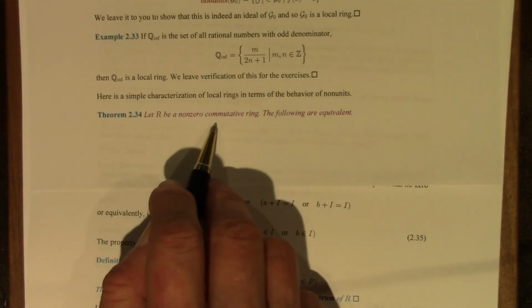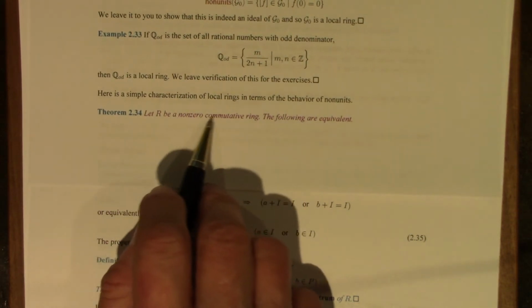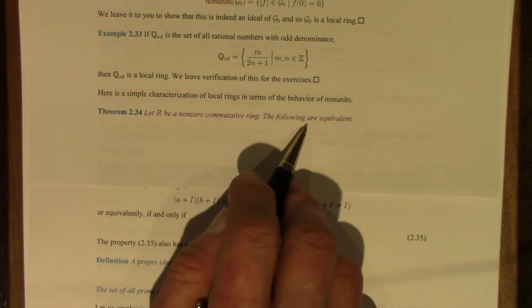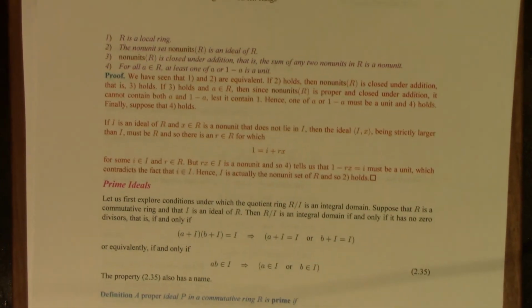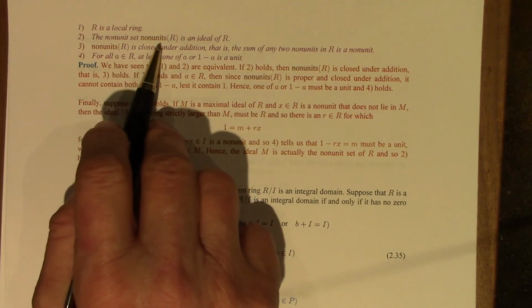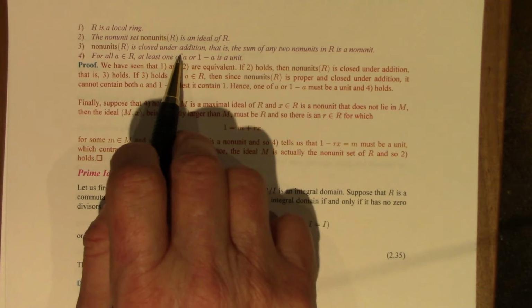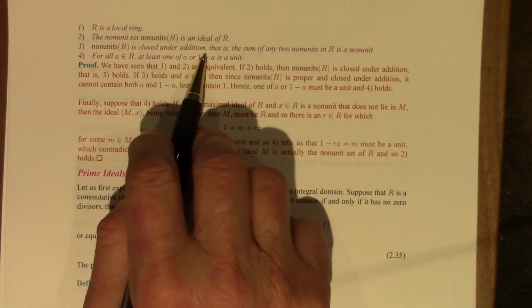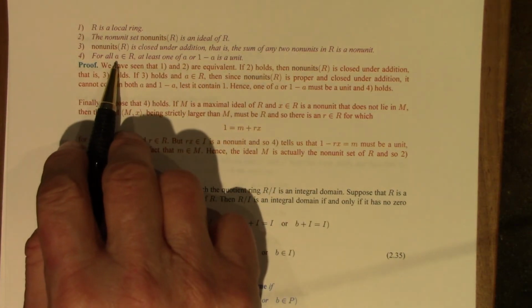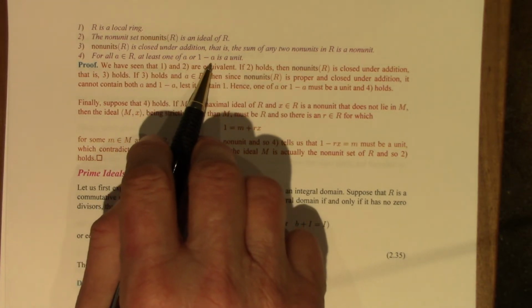Here's a characterization of local rings in terms of the behavior of non-units. Let R be a non-zero commutative ring. The following are equivalent. 1. R is a local ring. 2. The non-unit set, non-units of R, is an ideal of R. 3. Non-units of R is closed under addition. In other words, the sum of 2 non-units is a non-unit. 4. For all elements a in R, at least one of a or 1 minus a is a unit.